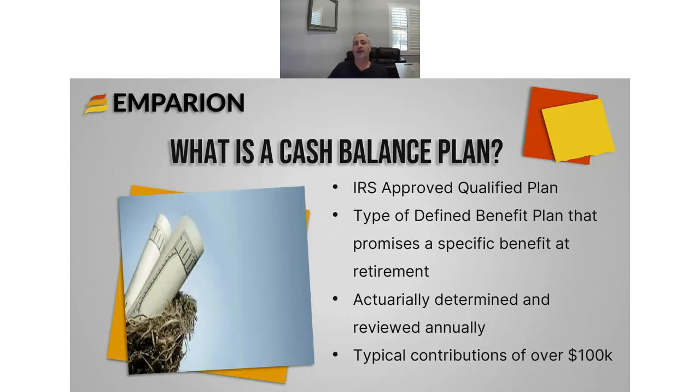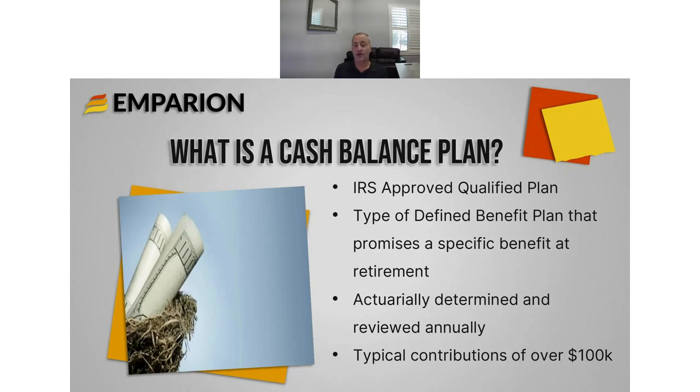What is a cash balance plan? So we'll talk a little bit about some of the basics. It's an IRS approved plan. It is a type of defined benefit plan. Again, there's two main types of retirement plans. We'll talk a little bit about them: defined benefit plans and defined contribution plans. But a defined benefit plan promises a specific benefit at retirement as opposed to having an annual limit, much like a 401k would. They're actuarially determined and they're reviewed annually.